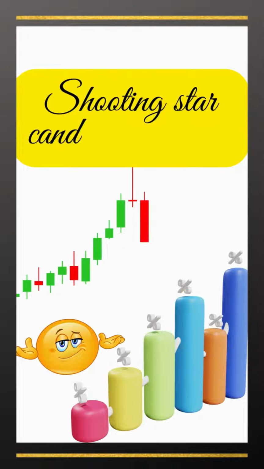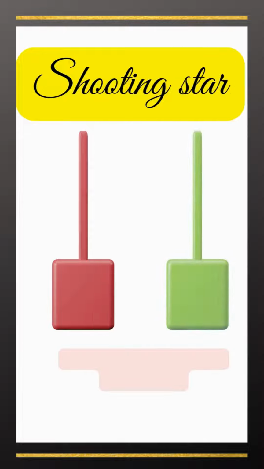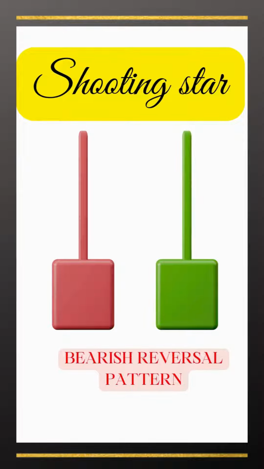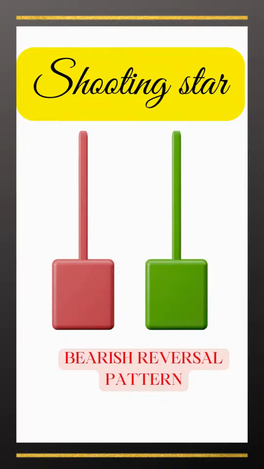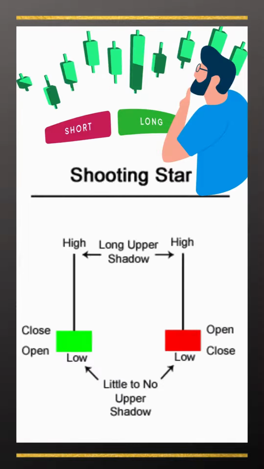In today's video, we will learn about the shooting star candlestick pattern. Shooting star candlestick pattern is a bearish reversal pattern. And it looks something like this. There is a small gap between the opening price and closing price, and the upper shadow will be 2 or 3 times longer than the body, whereas there will be a small lower shadow or sometimes none.